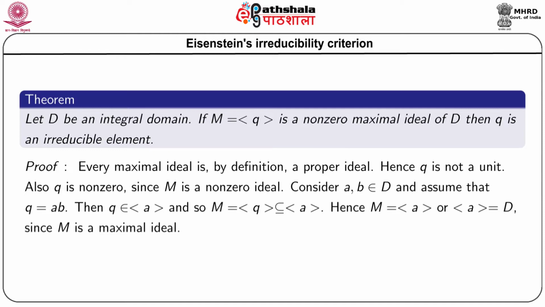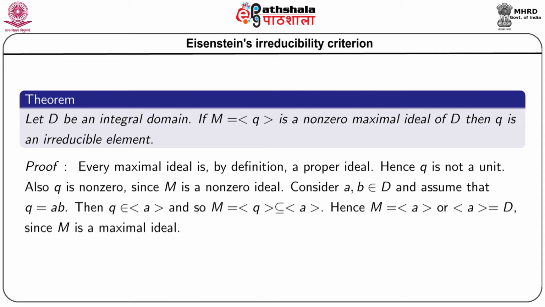For this, note that every maximal ideal by definition is a proper ideal. Hence, the generator Q of M cannot be a unit. Also, as we have assumed M to be a non-zero ideal, Q is also non-zero. Thus, Q becomes a non-zero and non-unit element of D. To prove that Q is an irreducible element, consider two elements A and B from D and assume that Q is the product AB. To prove irreducibility of Q, we ought to show that either A is a unit or B is a unit.